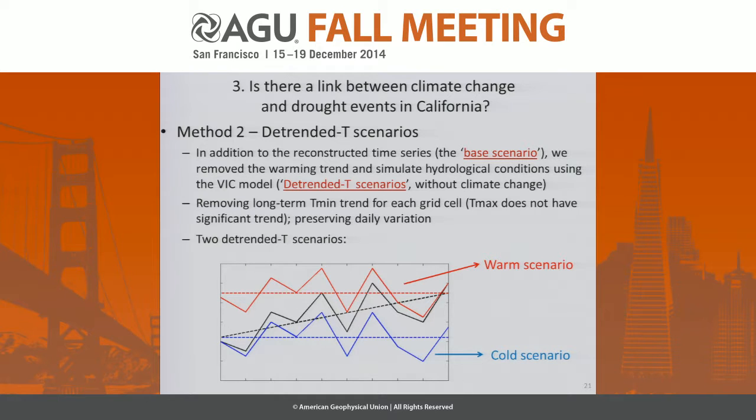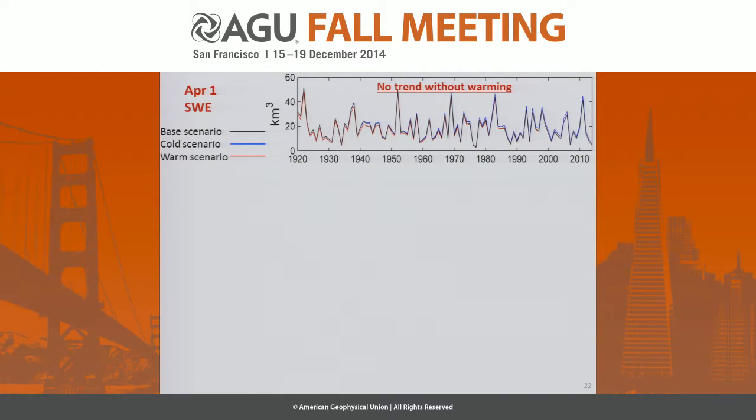So for example, if the black line here is the temperature data, then we remove the long-term trend in the temperature in 2 ways. The first way is to remove the trend to the beginning of the record, so we get a cold scenario. The second way is to remove it to the end of the record, so we obtain the warm scenario. For both scenarios, the long-term trend is removed, but the daily variation is preserved. So let's see what would happen to snowpack if there is no warming trend.